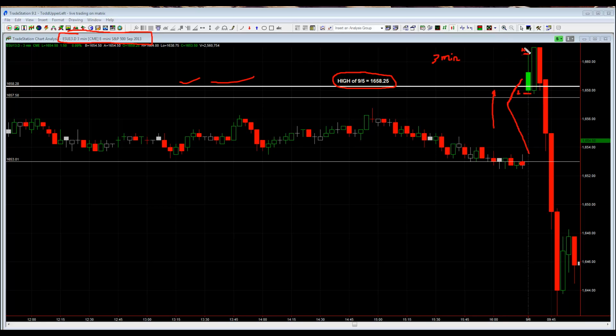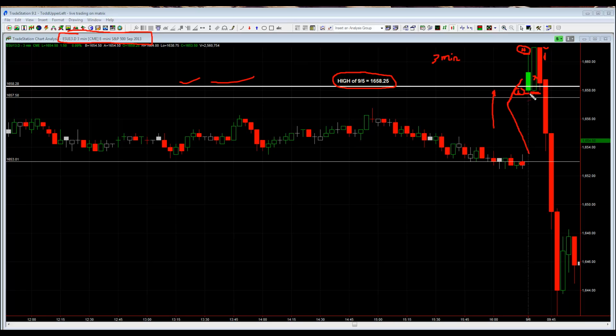The low of that first 3-minute bar is 1657 and a half. Now, if the market had taken out that low on the second bar, it would have been short. It did not do it. It matched that low, made a higher high. The third 3-minute bar right here was not able to take out that low either, right?